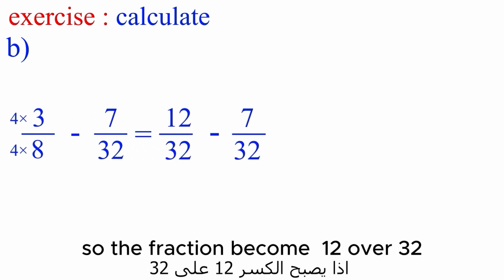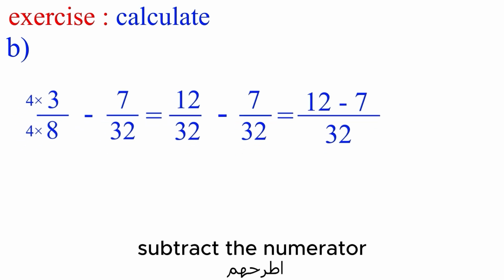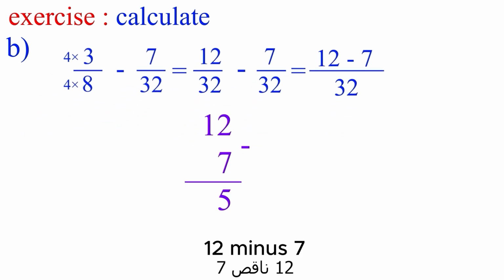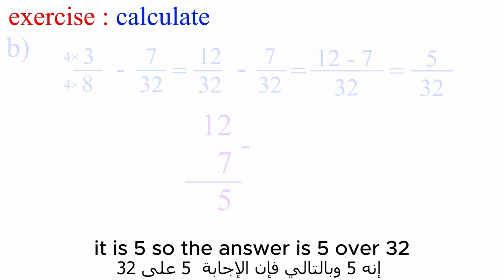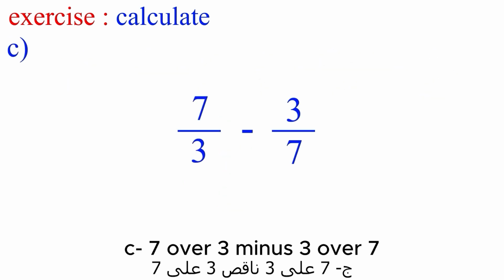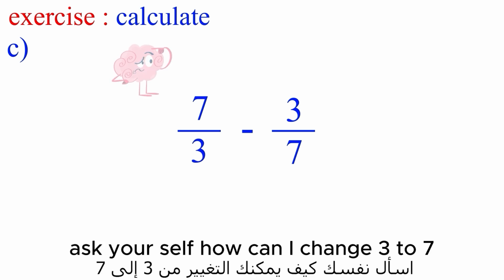So the fraction becomes 12 over 32. Now put it over the same denominator. Subtract the numerators. 12 minus 7. It is 5, so the answer is 5 over 32. Part C: 7 over 3 minus 3 over 7. The biggest is 7, so look directly to 3. Ask yourself, how can I change 3 to 7?